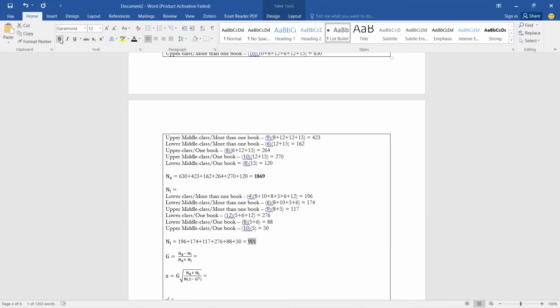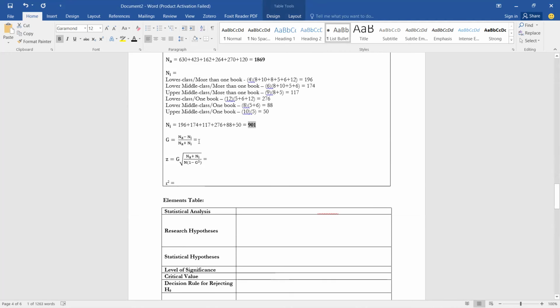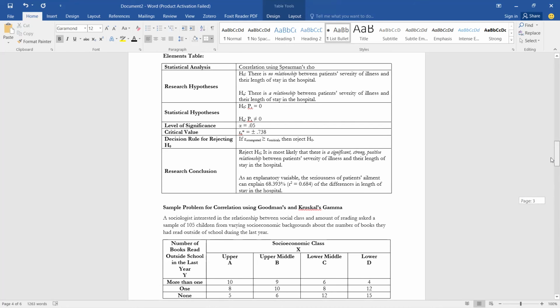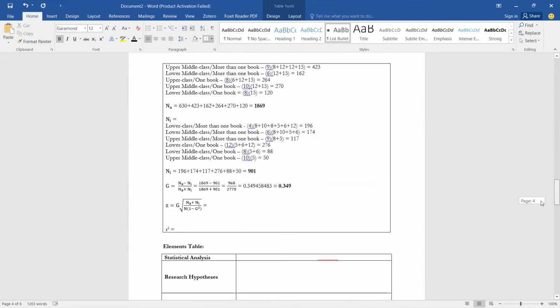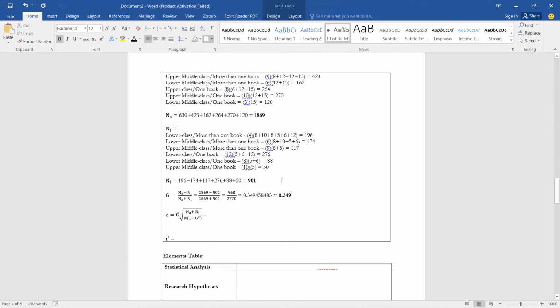All right. With that, you now have the elements of the formula. So you just have to plug it in and remember the signs for the numerator and denominator. So yeah, you get 0.349 as your gamma coefficient, which is quite low, right? It's not unlike for the Spearman and Pearsons na nasa 0.9 and 0.8, ito 0.349 lang.